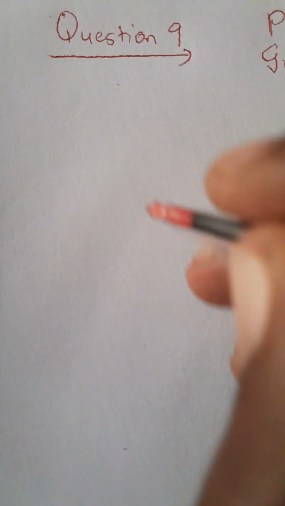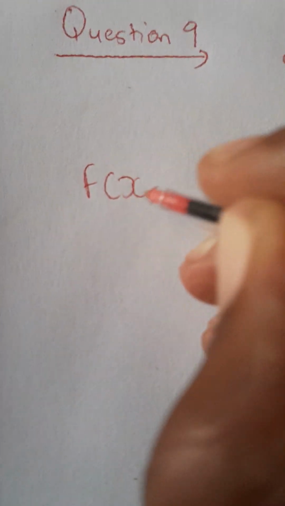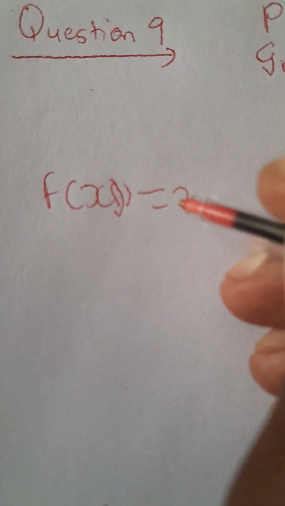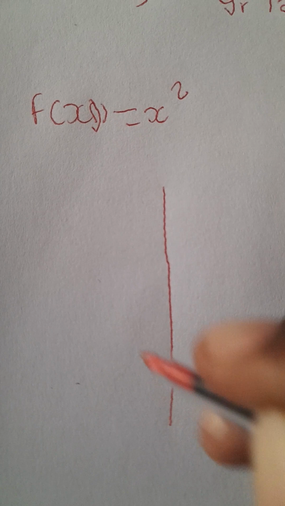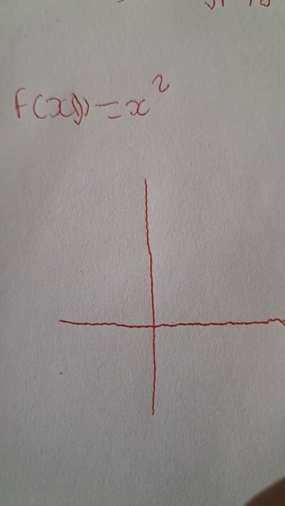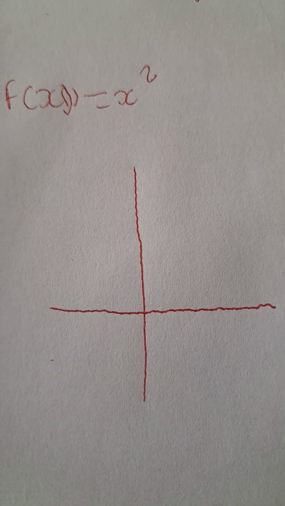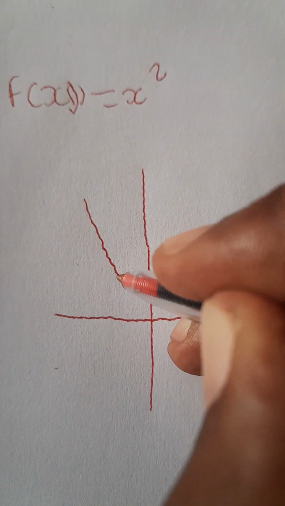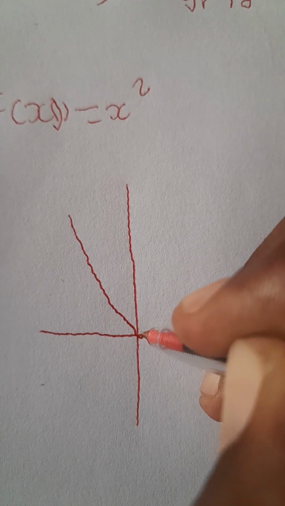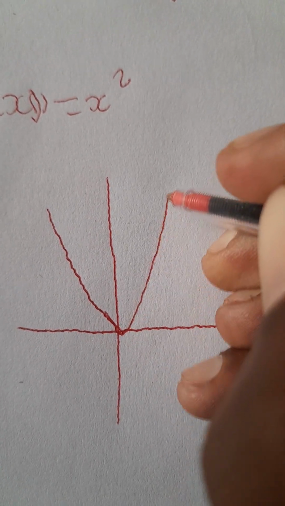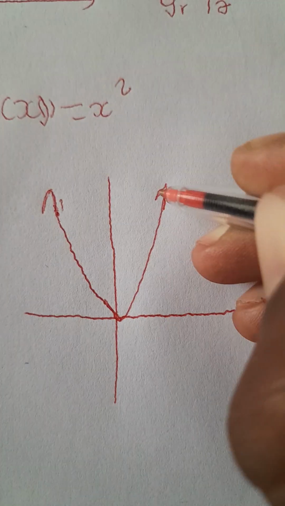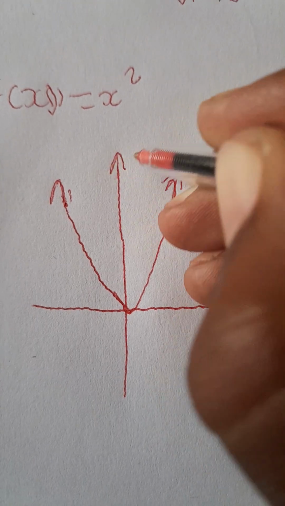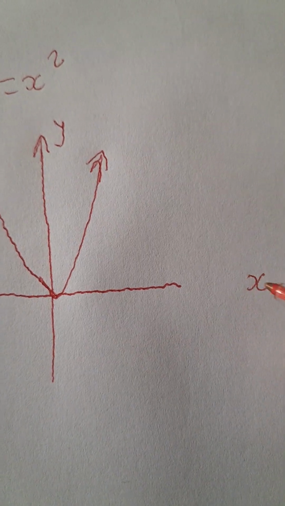Yes, we are at question 9. Remember that we were given f of x equals x squared. This is a parabola. Let's first draw this graph. It will cut at the origin, where it's a turning point, and the y-intercept is 0 here. Okay, this is y and this is x.